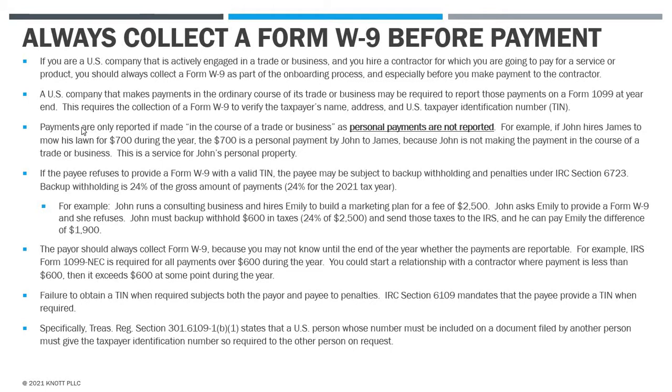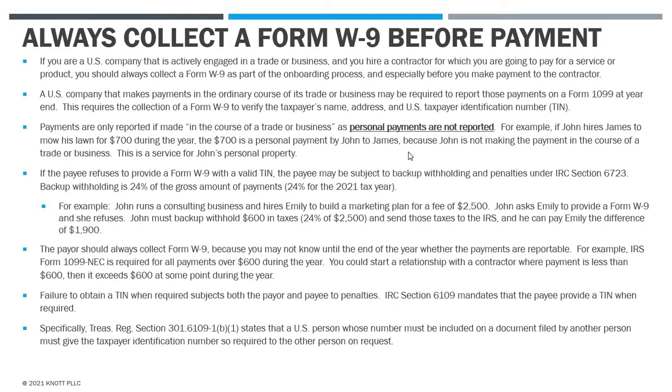Now, payments are only reported if they're made in the course of a trade or business. So personal payments are not reported. So for example, if John hires James to mow his lawn at his personal home and he pays James $700 during the year, the $700 is a personal payment by John to James because John is not making this payment in the course of his trade or business. This is just his home, so it's his personal property.